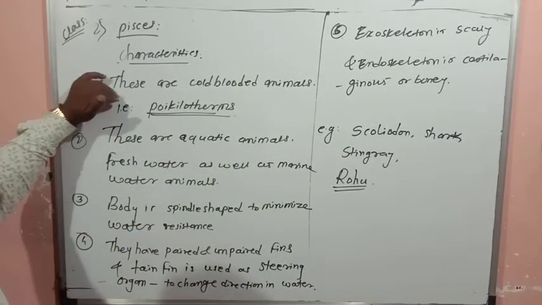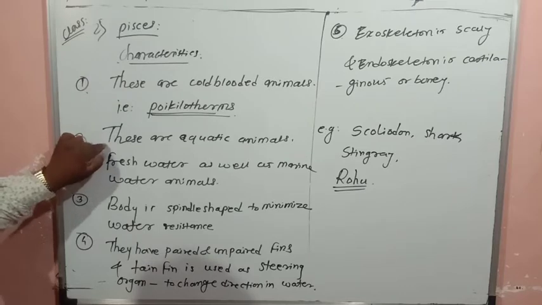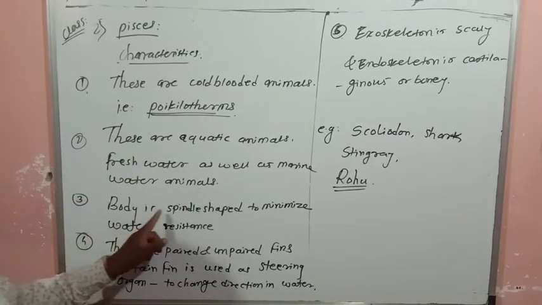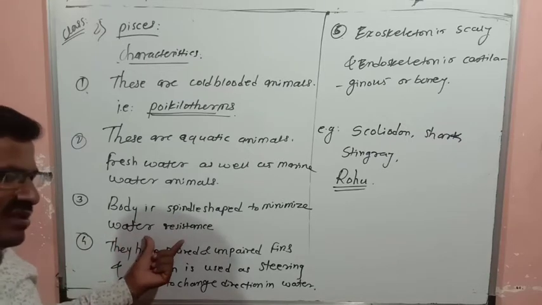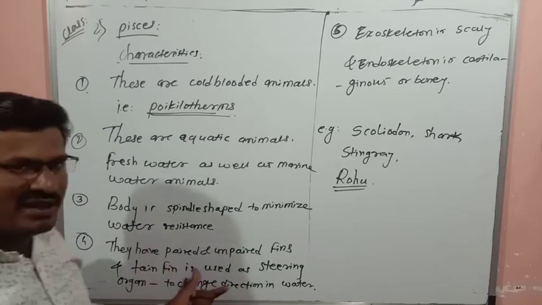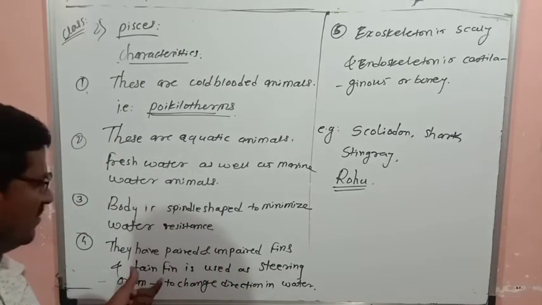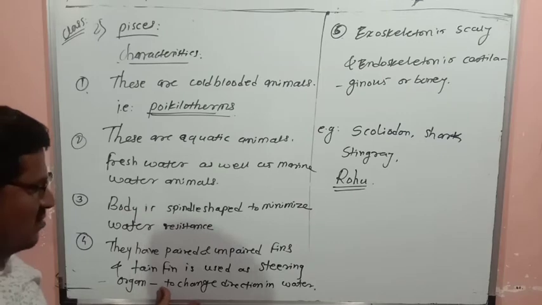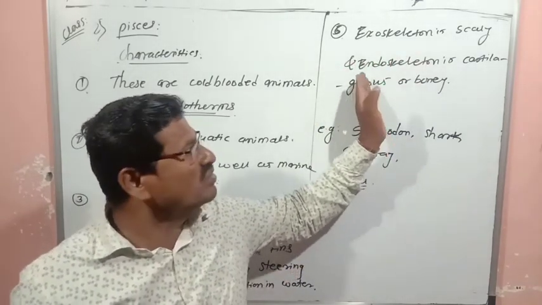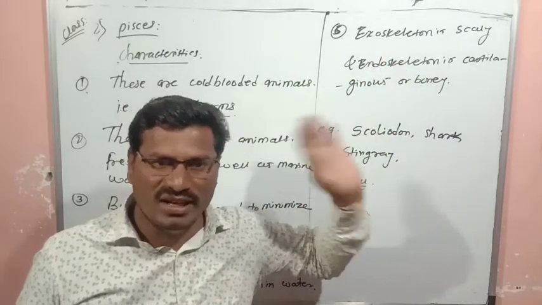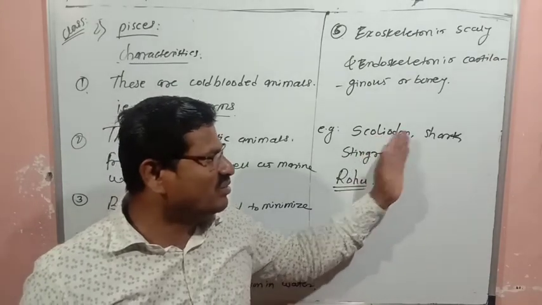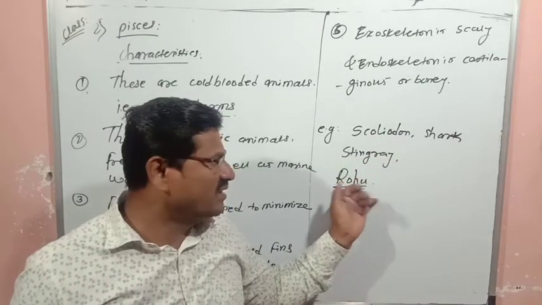So these are cold-blooded animals, poikilotherms. These are aquatic animals, freshwater as well as marine water animals. Body is spindle shaped to minimize the water resistance. Then they have paired and unpaired fins, and the tail fin is used as a steering organ to change the direction. Exoskeleton is scaly, endoskeleton is cartilaginous or bony. And examples are the squaliodon, shark, and stingray.